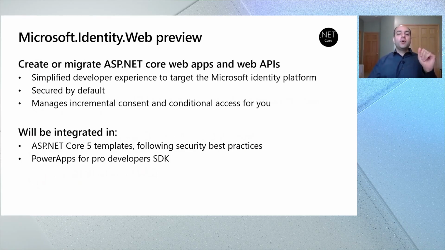Today, if you wanted to build a web app or web API calling downstream web APIs, there's some code involved to handle incremental consent or conditional access. It requires some expertise in validating access tokens with ASP.NET Core, exchanging some artifacts, and calling the downstream API using MSAL.NET. What Microsoft Identity Web does is it provides the glue between ASP.NET Core and MSAL.NET. It dramatically simplifies the developer experience.